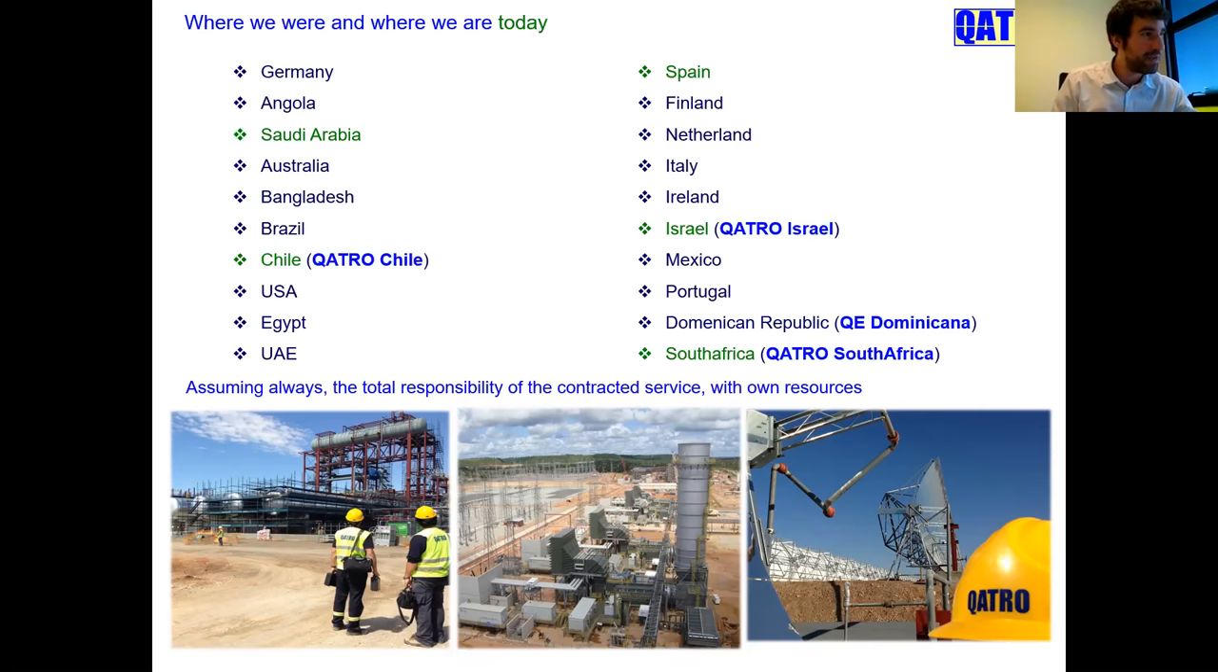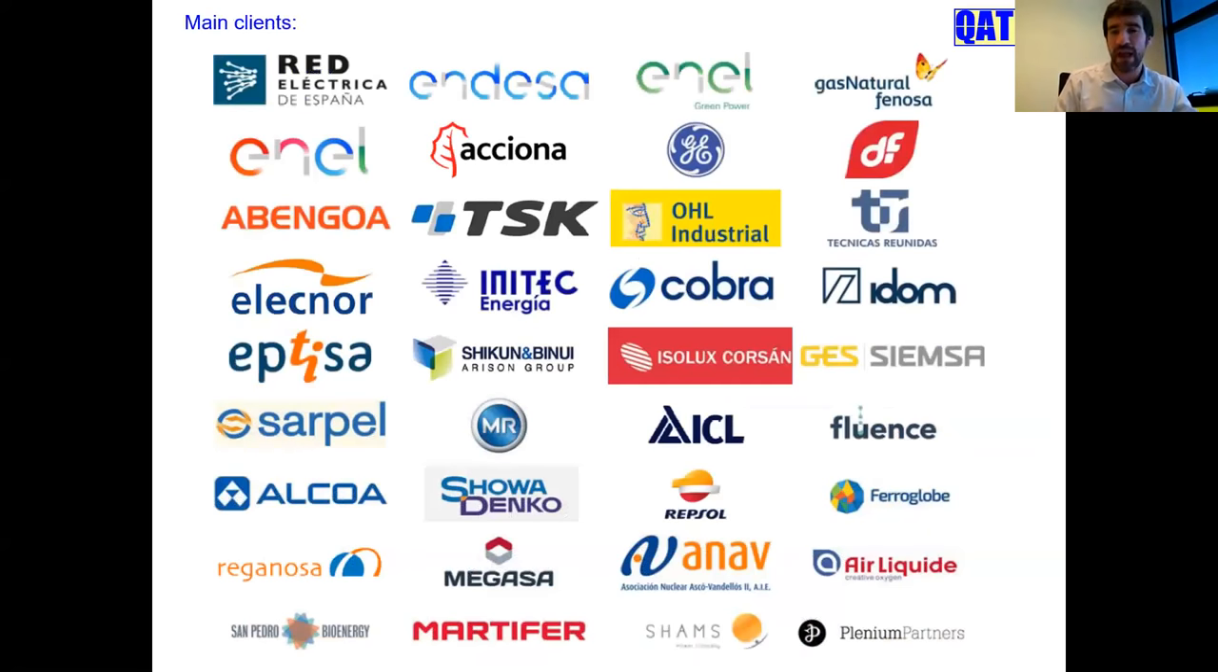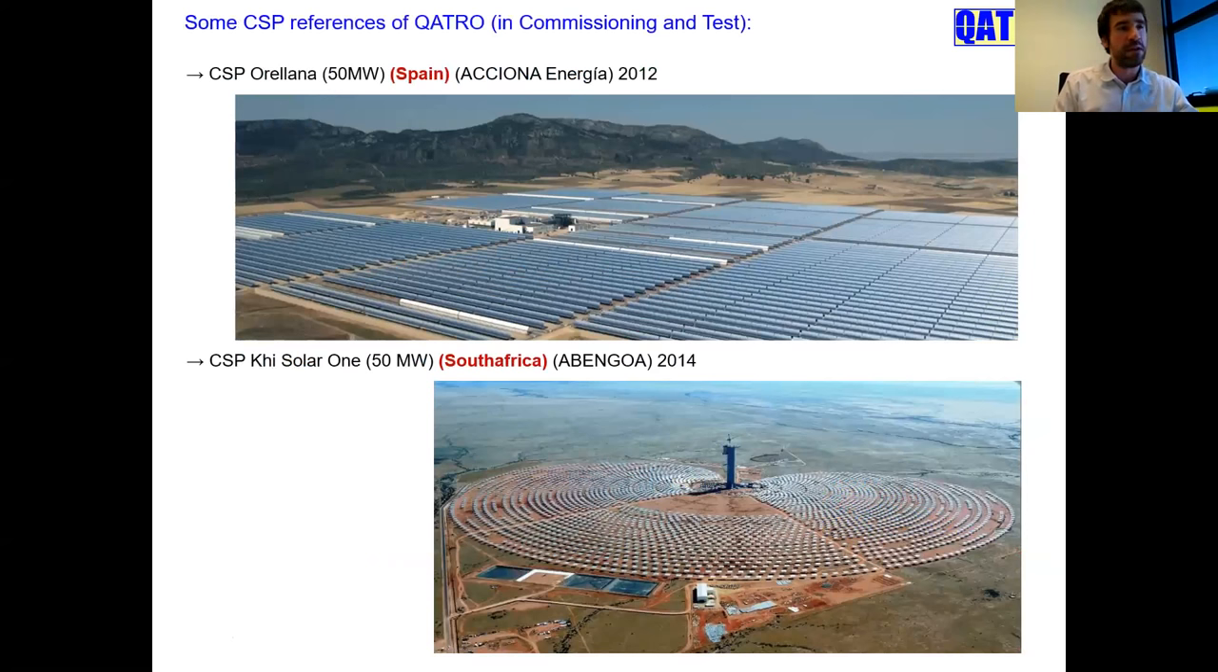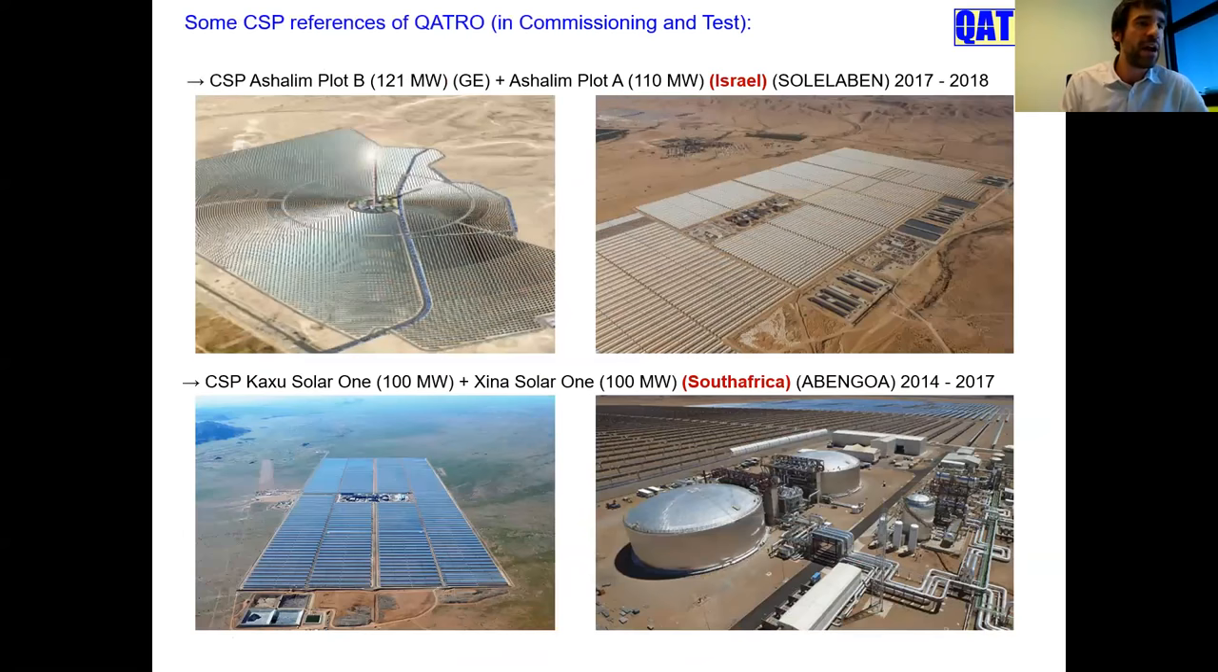So our main clients, our experience in power plants like CSP, in parabolic trough for Abengoa, Acciona, in Israel, in Saudi Arabia, South Africa, of course.